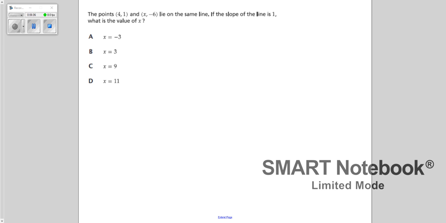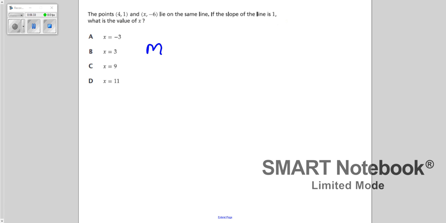This one was a tough one for all you guys and girls. The points (4, 1) and (x, negative 6) lie on the same line. If the slope of the line is 1, what is the value of x? The easiest way to do this for me, and I know all of the teachers have told you this, is find a graph, plot the point (4, 1), and then just keep plotting a bunch more points using this slope until you get to that coordinate. But I'll show you the mathematical way of doing it.